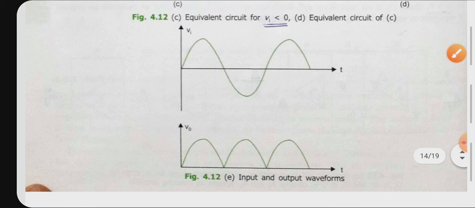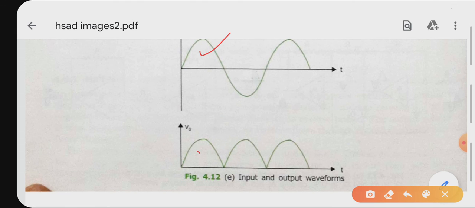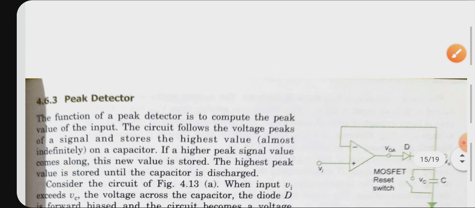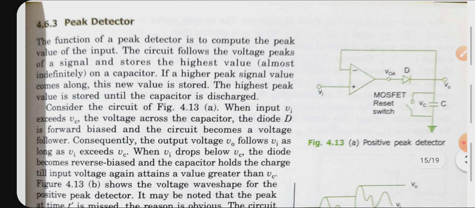Here you can see for the positive half cycle you will get a positive half cycle, and for the negative half cycle of the input signal you will get again a positive half cycle due to the circuit arrangement. So this circuit acts as a full wave rectifier. There are two diodes used. Coming to the next application of op-amp, peak detector.